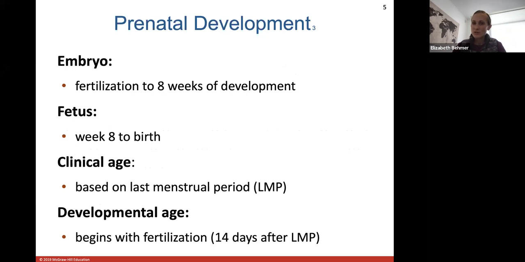The embryo is the word we use specifically from fertilization to 8 weeks of development. The fetus is specifically from week 8 to birth. The clinical age is always based on the last menstrual period, and the developmental age begins exactly with fertilization, so 14 days after the last menstrual period.